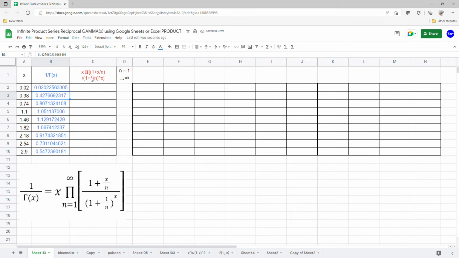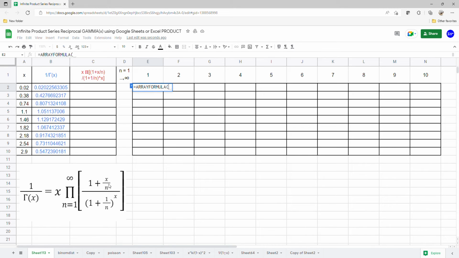And the infinite product approximation, which is x times the infinite product from n equals 1 to infinity of (1 + x/n) divided by (1 + 1/n)^x. And the value of n is from 1 to infinity. In this case, we can go as far as 10. And the array, so array formula.